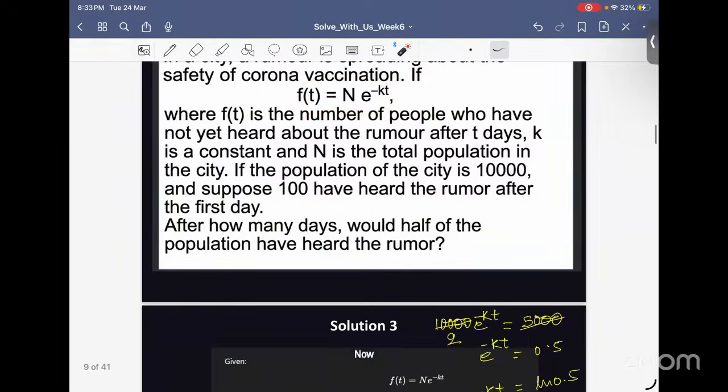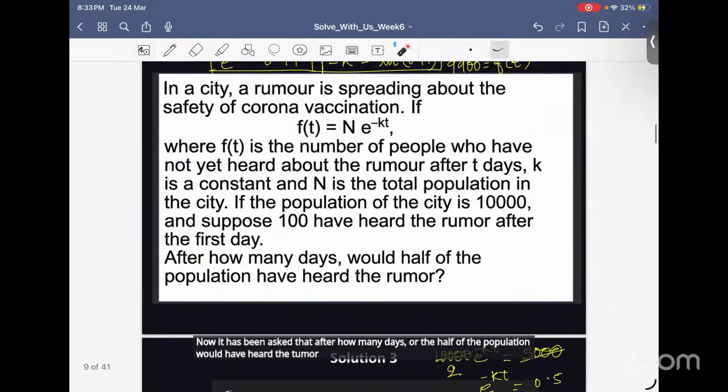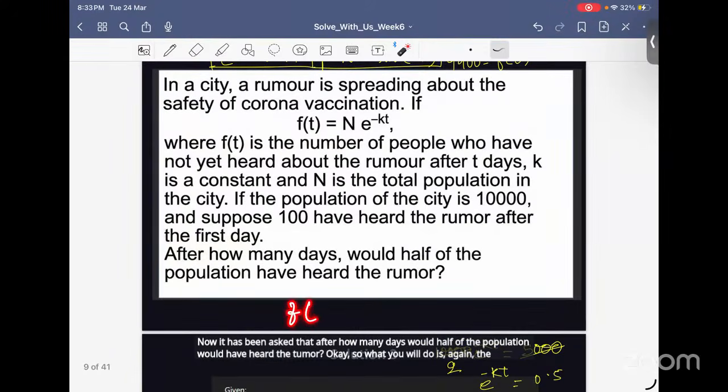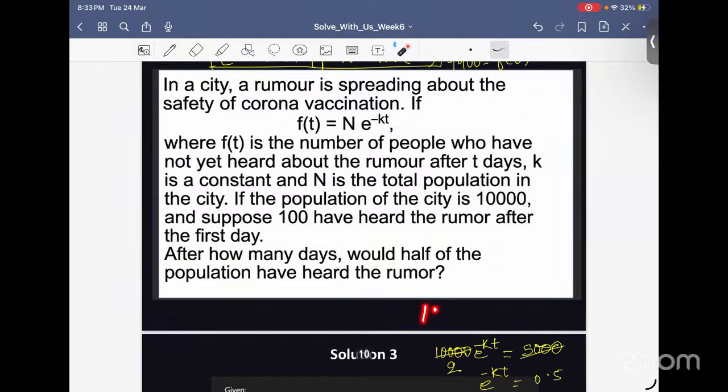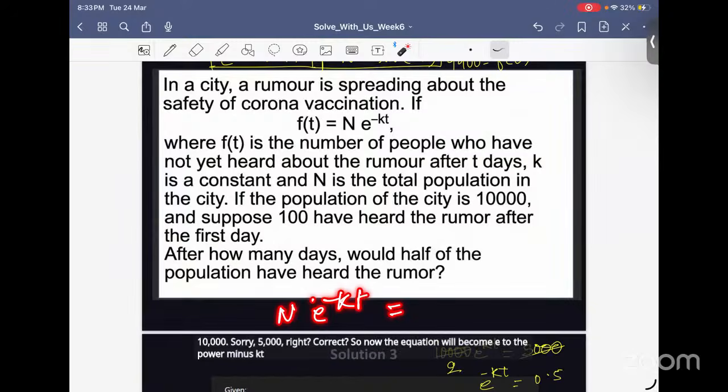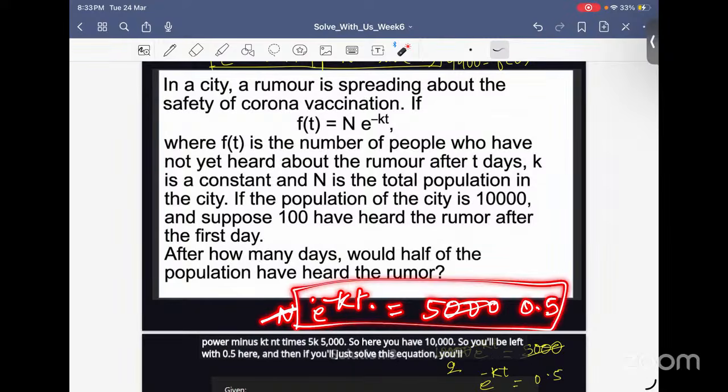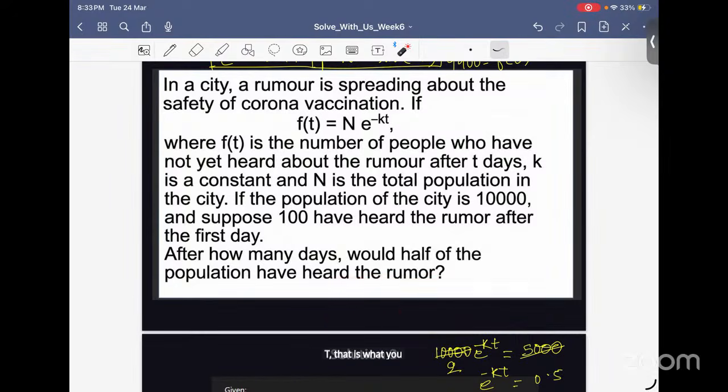Now it has been asked, after how many days would half of the population have heard the rumor? So what you will do is again the same thing: f(t) equals how much? 10,000, sorry, 5,000, right? Correct. So now the equation will become e to the power minus kt times 10,000 equals 5,000. So you'll be left with 0.5 here, and if you solve this equation you'll get the value of t. That is what you have to calculate, the time after which half of the population would have heard of the rumor.